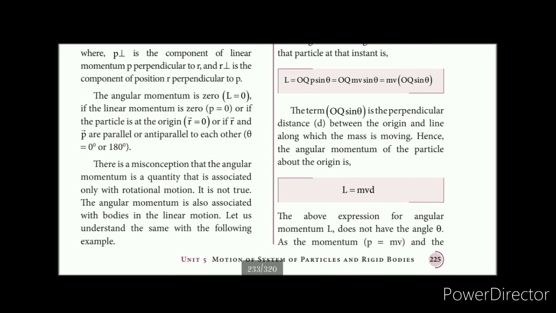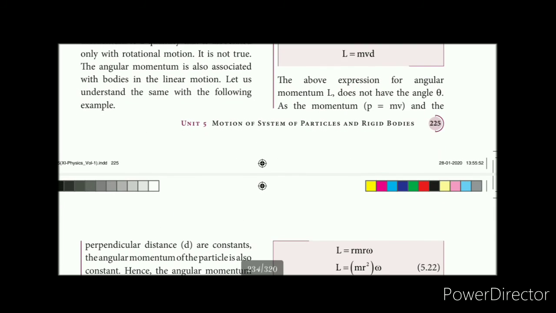There is a misconception: the angular momentum is a quantity associated only with rotational motion. It is not true. Angular momentum is also associated with bodies in linear motion. Let us understand this with the following examples.